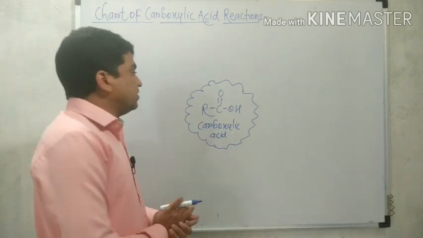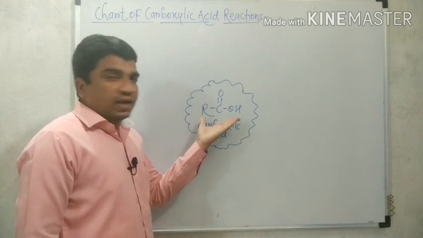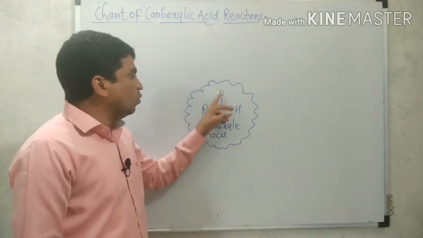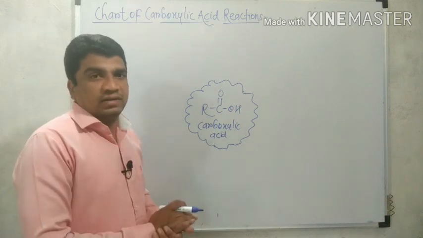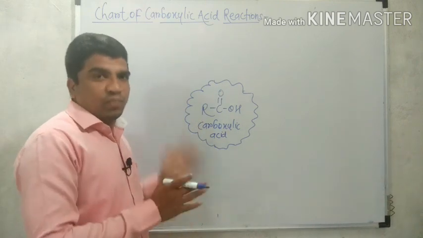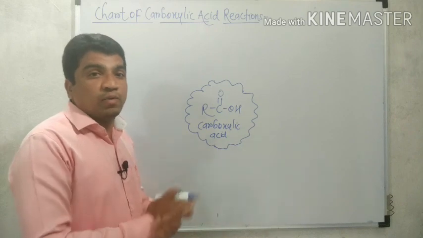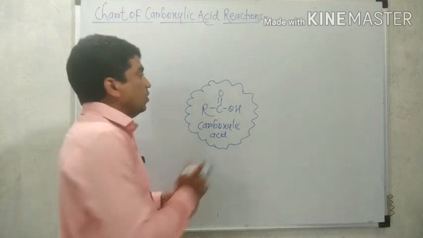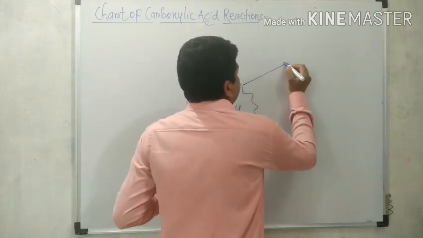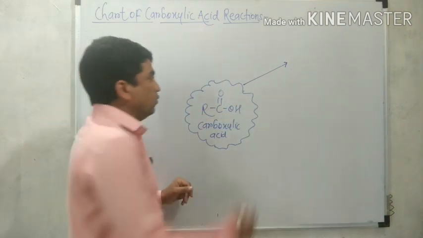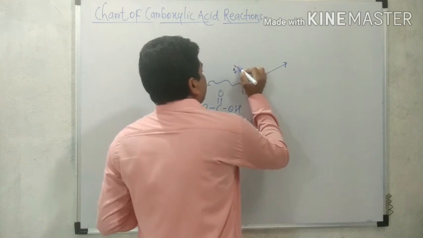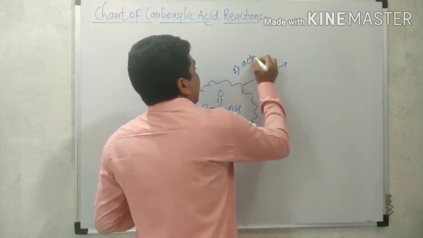In this chart, we take carboxylic acid, RCOOH, our reactant, in the center of our board, that is, in the center of our chart. So we are going to draw its reactions. Carboxylic acid, RCOOH.